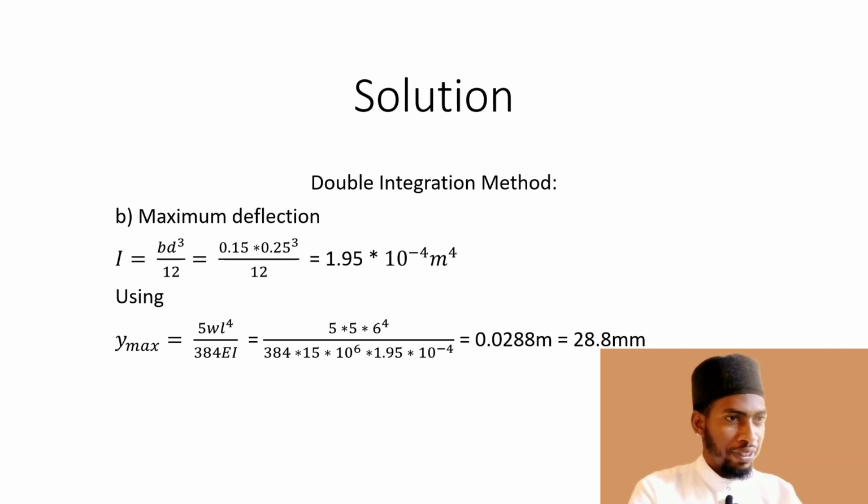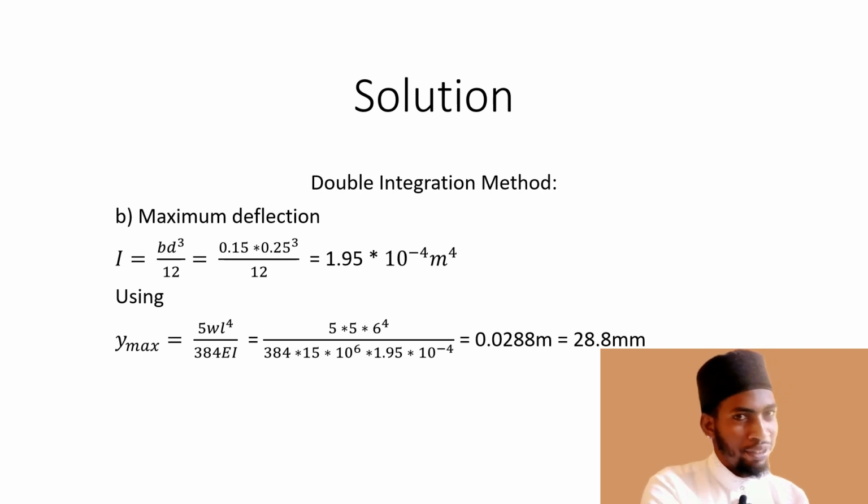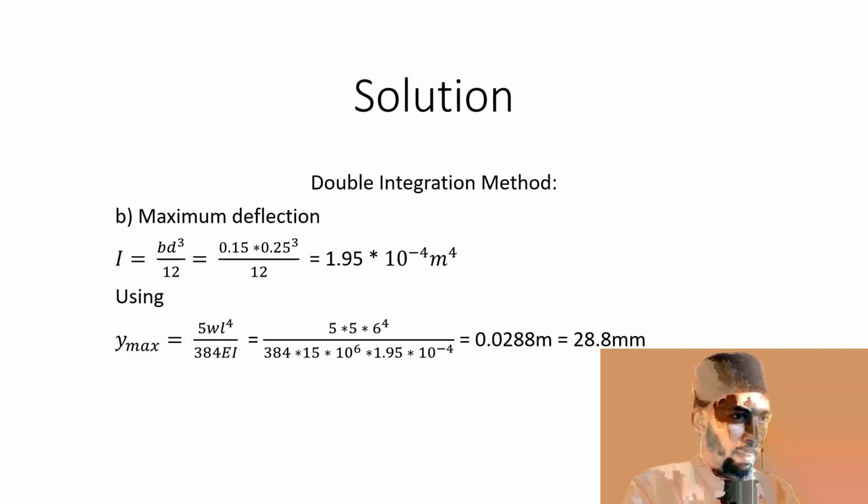This one, E, is given as 15 giganewton per meter square. Because we have the load in kilonewton, instead of using giga, which is 10 power 9, I converted it. I removed 3 powers from it and gave it to kilo, so that I will have 10 power 6 kilonewton instead of 10 power 9 newton. That's the giganewton per meter square. Then we have 1.95 times 10 to the power minus 4 meter to the power 4.